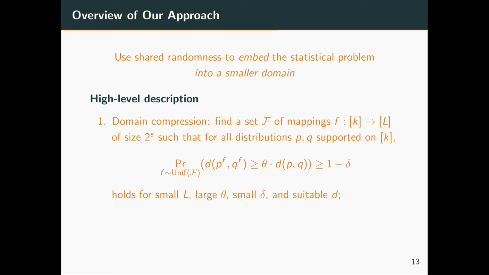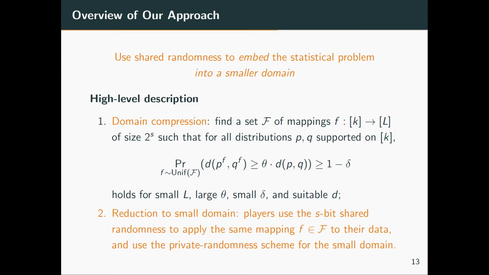If we select a random mapping uniformly from the set, with probability 1 minus delta, for any distributions P and Q over the original domain, the distributions induced by the mapping, P∘F and Q∘F, preserve the distance between P and Q up to a factor of theta. We want this to hold for small L and large theta, and it should succeed with high probability, so we want small delta, and we want this to hold for a suitable notion of the distance d.